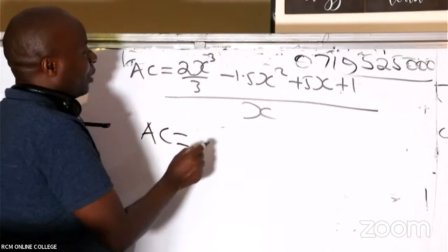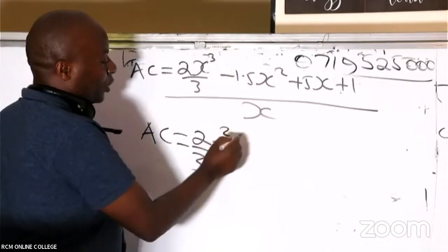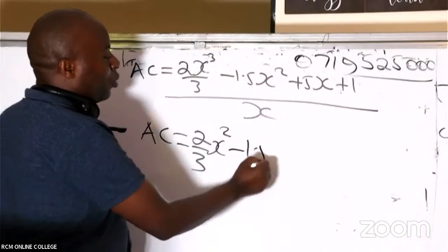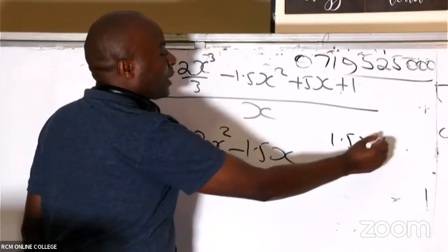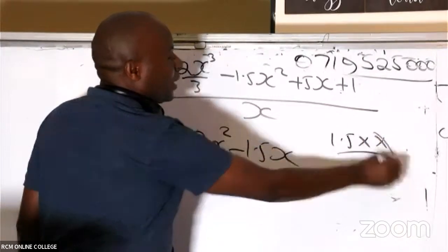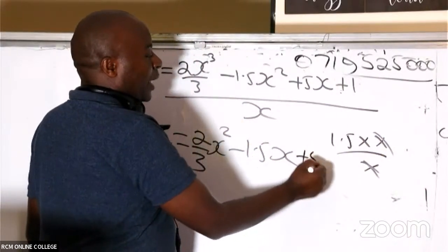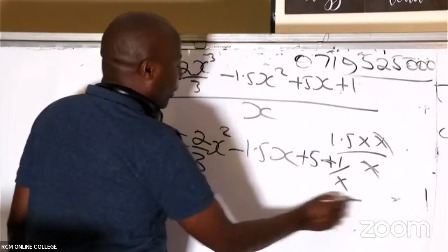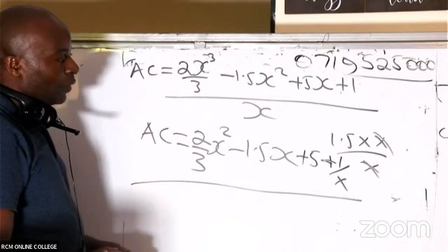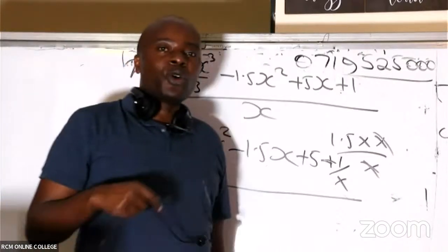My AC will be, when I take this here, 2 over 3 as usual, but now X squared. This will be 1.5, just a single X, because this is the same as 1.5X times X. So I divide by X here, it leaves me with 1.5X plus 5 plus 1 over X. And now that marks the end of the first question, which wanted us to give them average cost.